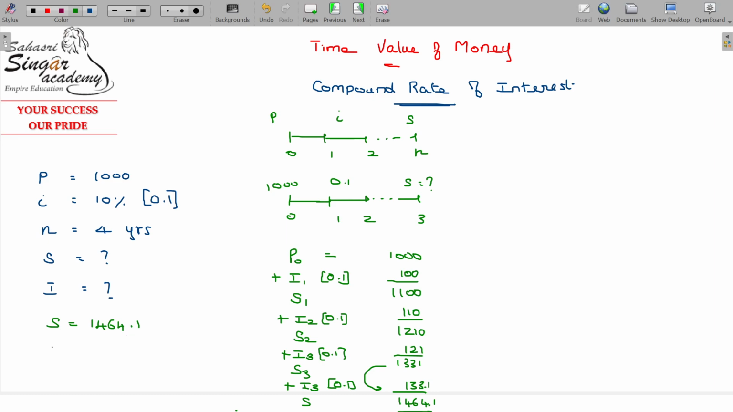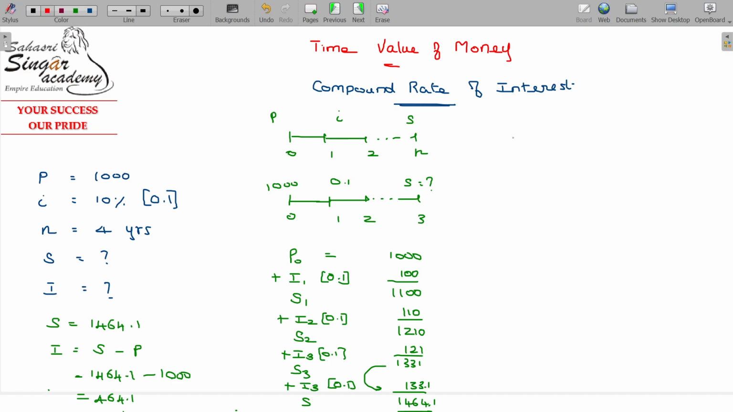1464.1. And what about the interest component, sir? Okay, the difference between sum and the principal is the interest component, or S is equivalent to sum, means principal plus interest. இல்லையா? Principalum and the interestum சேர்ந்ததான் 1464. 1000 rupees is the principal value. Interest எவ்வளவு இருக்கணும்? 464. அதாவது S minus P. So S being 1464.1 minus P being 1000. Then the ultimate value here being 464.1.